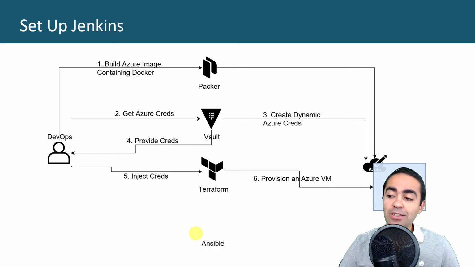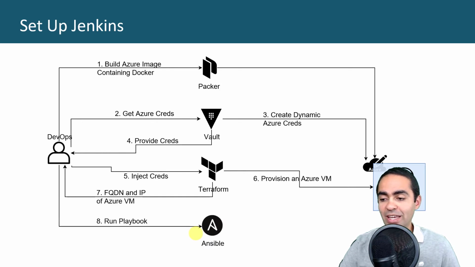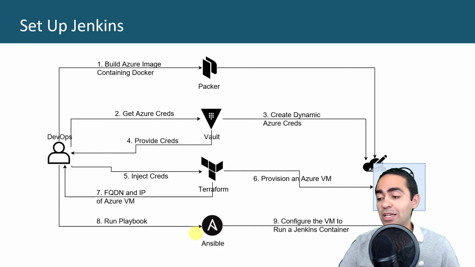From here, the Jenkins machine gets provisioned via Terraform. Terraform comes back, providing the fully qualified domain name and IP address of that Azure VM that Terraform just provisioned. So then the DevOps person can run a playbook with the IP inside that playbook, or the fully qualified domain name inside of that playbook's inventory file, so that Ansible can SSH into the VM and configure that VM to run a Jenkins container.